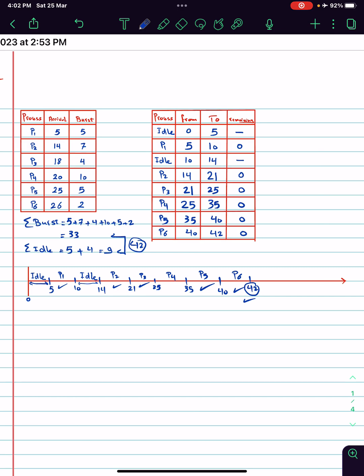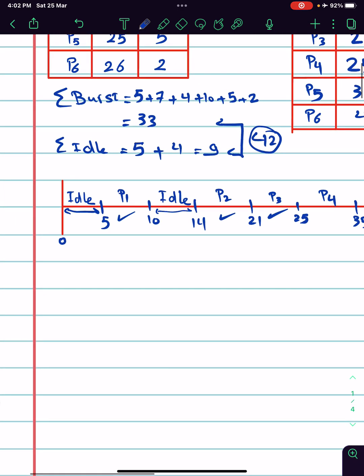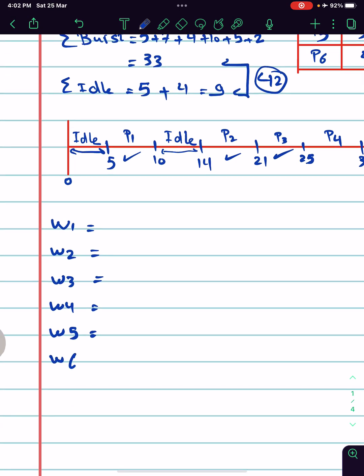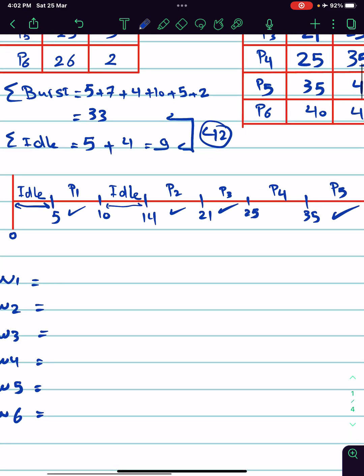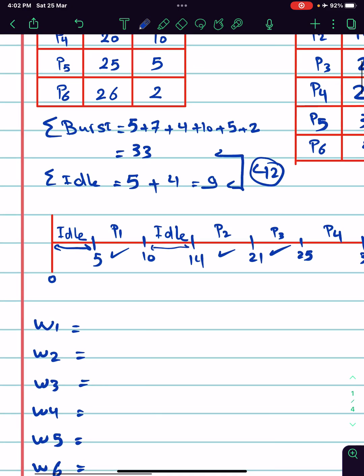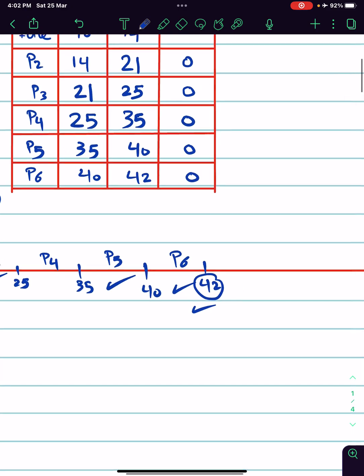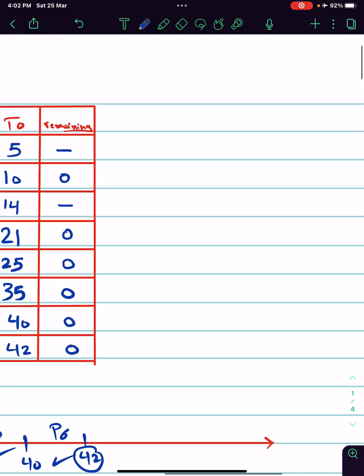Now that we have done this, we can calculate the waiting times. So waiting time 1 for process number 1, waiting time 2, waiting time 3, waiting time 4, waiting time 5, and waiting time 6. Okay, as you know, this is non-preemptive. You can actually use one of two equations for the waiting time.